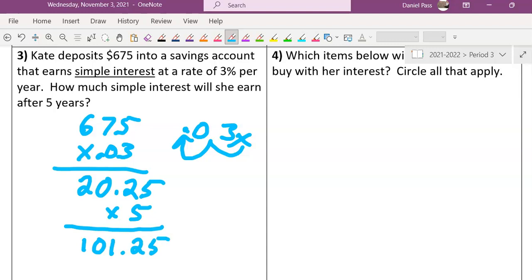$101.25. Yes. Is that what everybody got? Yeah. Cool. Did you have to round for this? No. No rounding. All right. Let's give him a hand. All right, cool. I know some of you are writing there.